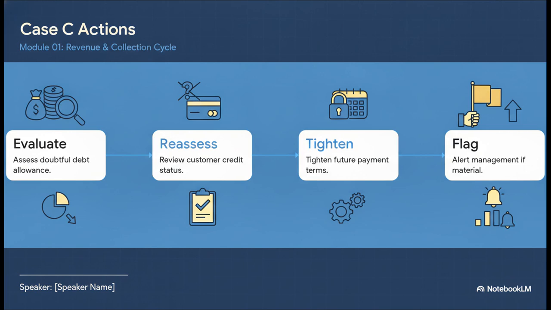First up, evaluate the need for a doubtful debt allowance immediately, so the books reflect the true level of risk. Second, reassess that customer's credit status. Why are we so uncertain? Third, tighten up the payment terms for any future transactions. We absolutely have to protect the business from repeating this exact same mistake on the next order. And fourth, if this amount is material, flag it to management right away. Nobody likes surprises in finance.